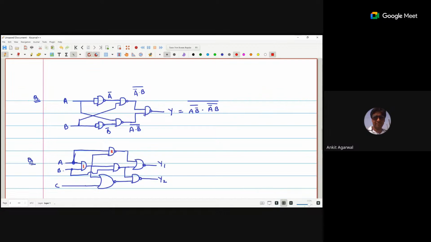One, two, three, 4, 5, 6. So there are 6 gates available. You have to write down the expression for y1, y2.